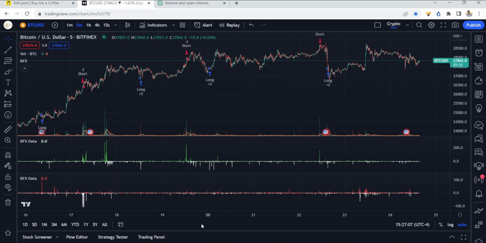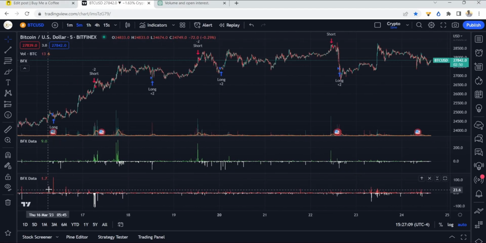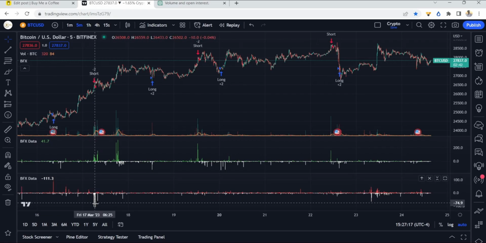If you look at the one in red, this is whenever people are borrowing Bitcoin to short. So when this goes up, it means that someone entered a very large short. White down, as you can see right there, means that shorts have exited.